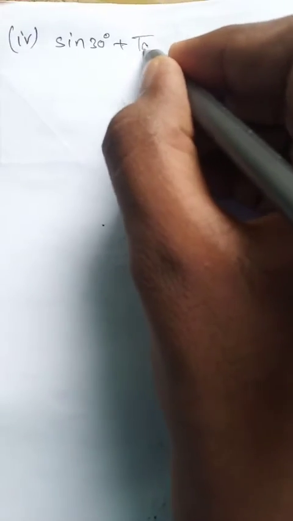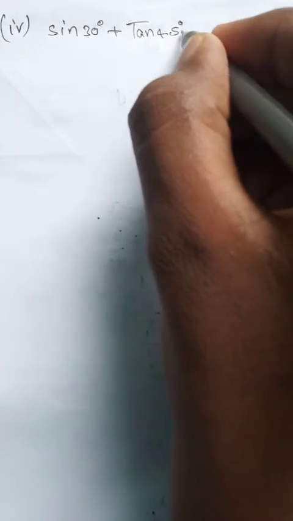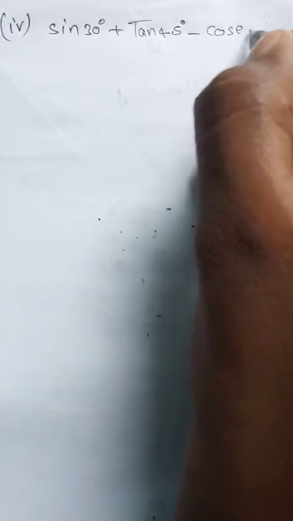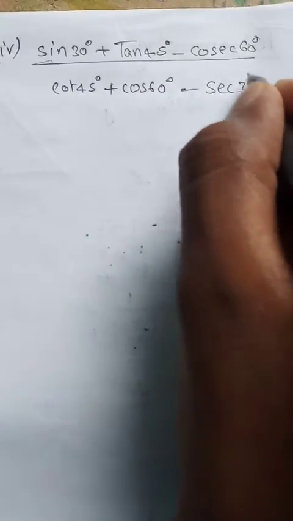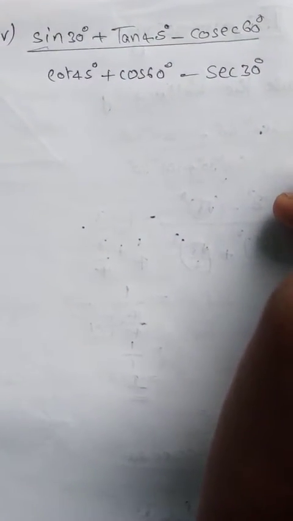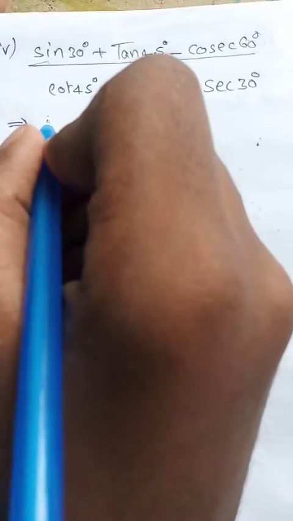That is sin 30 degrees plus tan 45 degrees minus cosecant 60 degrees, divided by cot 45 degrees plus cos 60 degrees minus secant 30 degrees. Here we have to see how to do this with the values. First of all, learn the table, so that we can do it simply and easily.